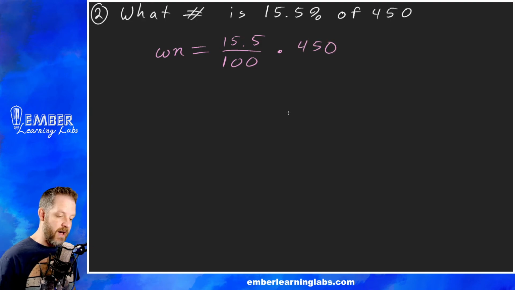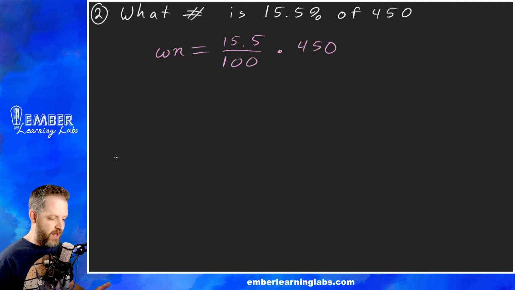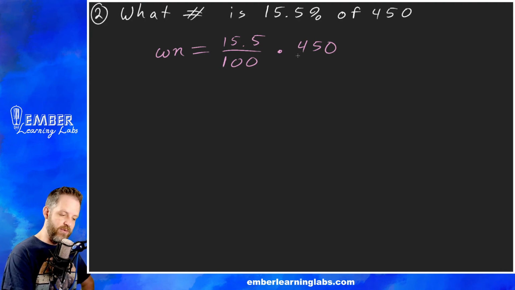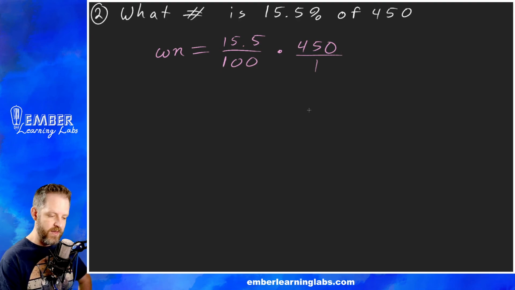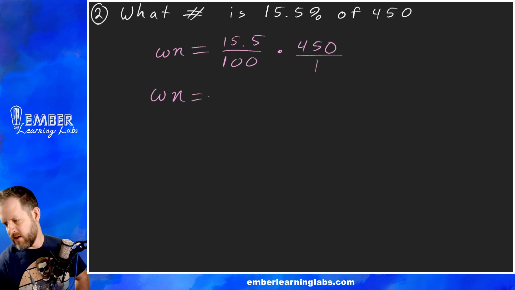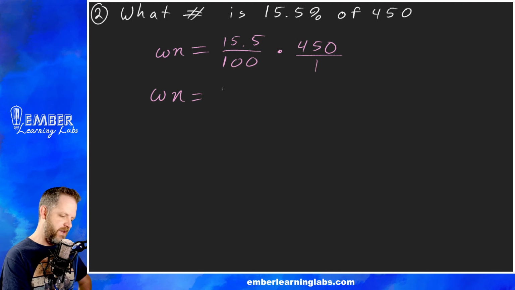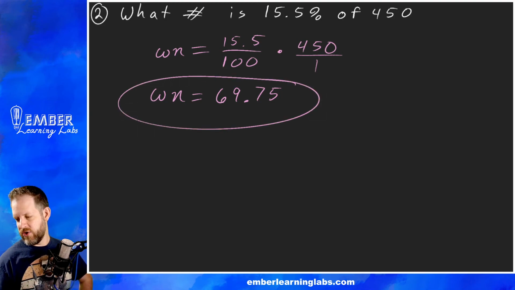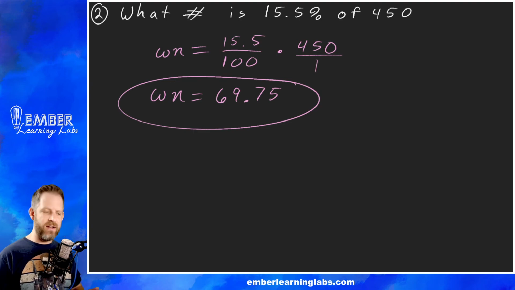Now, the nice thing about this particular one is it's already set up and ready to go. We don't have to get anything off of the WN. We just have a cleanup phase, right? Because this can be over 1. 15.5 times 450 divided by 100. And we end up with WN equals 69.75. No big deal. Let's do one more that's really similar to this one, but arranged a little bit differently. And then we'll be done with this video.